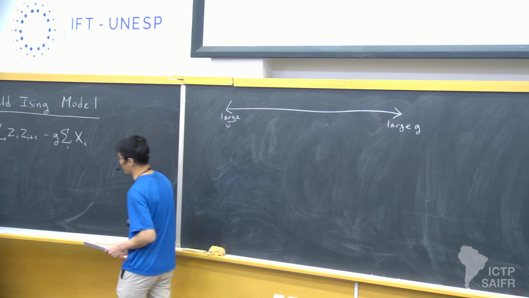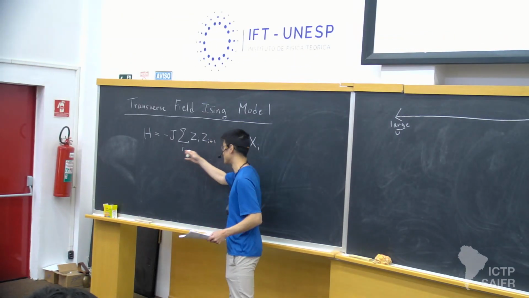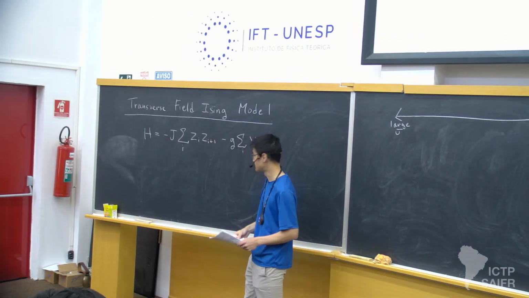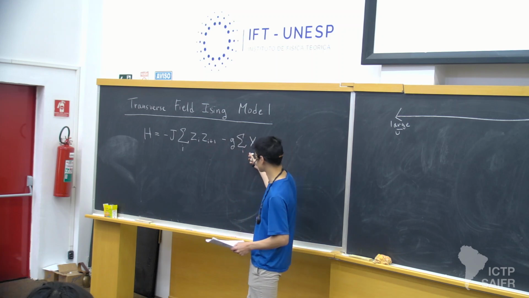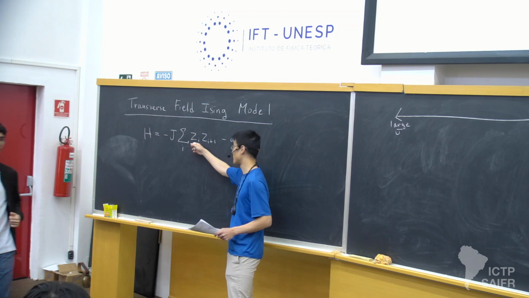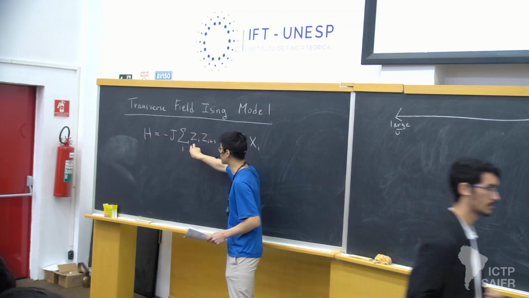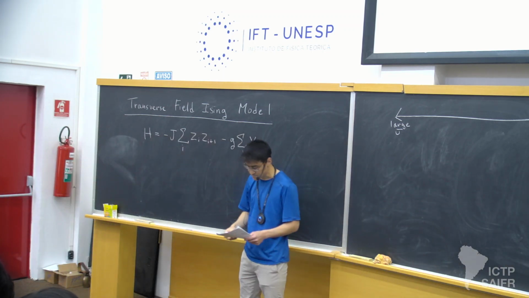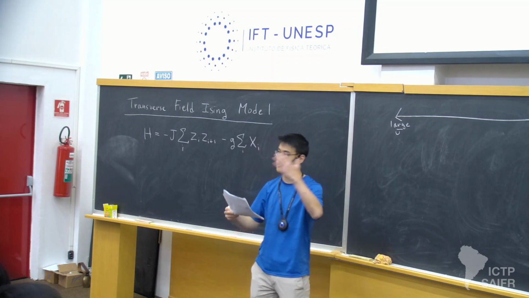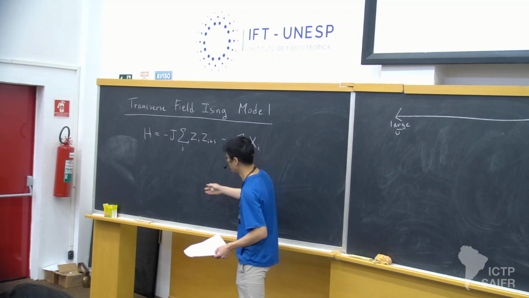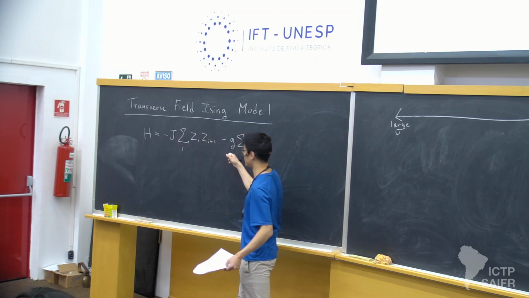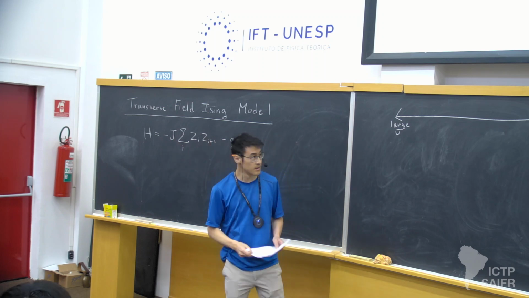So just to remind you, this is the Hamiltonian we'll be examining in detail. There are two pieces. There's a transverse field term, just a single X on every site. And there's a ferromagnetic interaction between neighboring pairs of sites. So we're interested in mapping out the phase diagram for this model. We want to see what happens as we vary the parameters J and g.